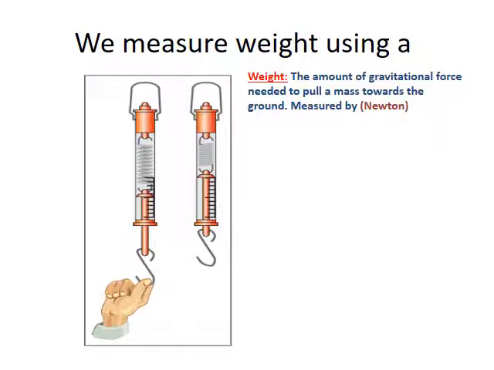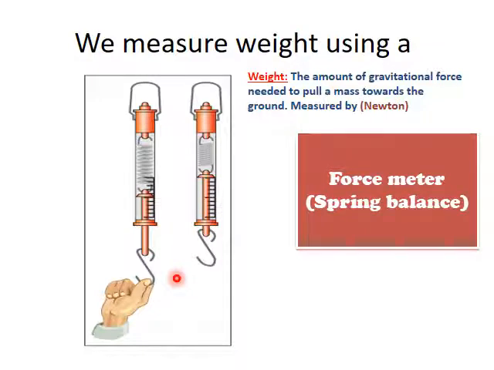We measure weight using this device, and this device is called the force meter or the spring balance. So we can measure the weight using this device. Now again, the weight is the amount of gravitational force, or the amount of gravity needed to pull a mass towards the ground, and the measuring unit of the weight is the Newton.